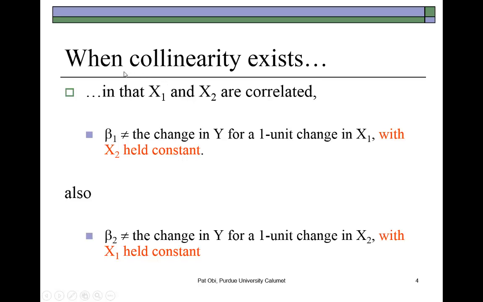However, when multicollinearity exists, in that the two independent variables x1 and x2 are correlated, then as you can see, b1 is no longer going to be the change in y for a unit change in x1 with x2 held constant. Neither would b2 be measuring the change in y for a unit change in x2 with x1 held constant.